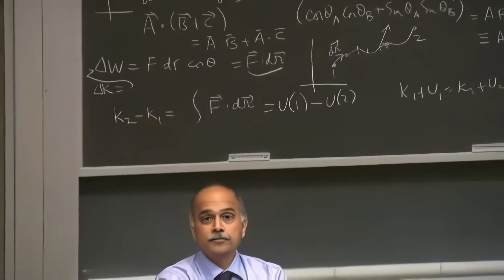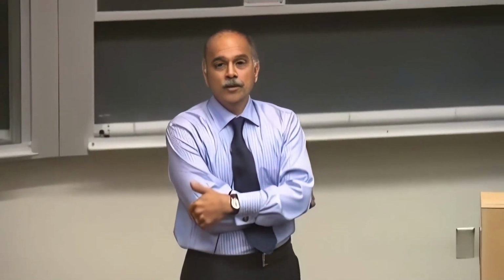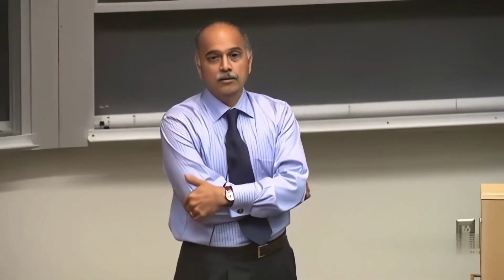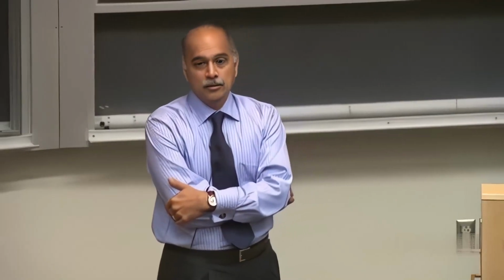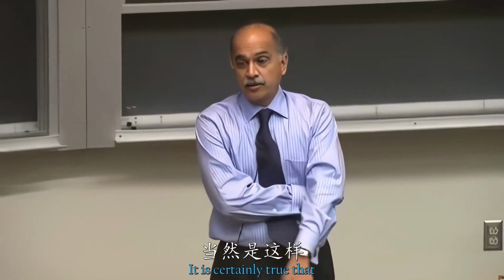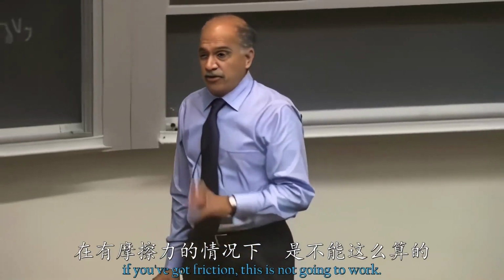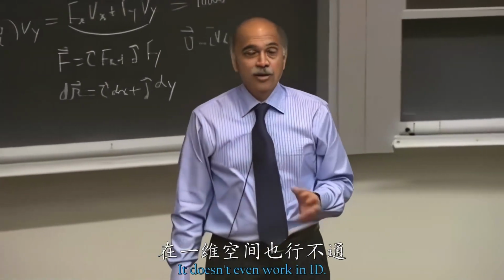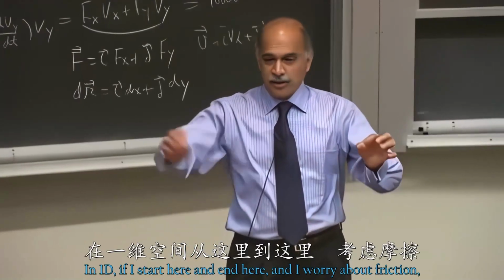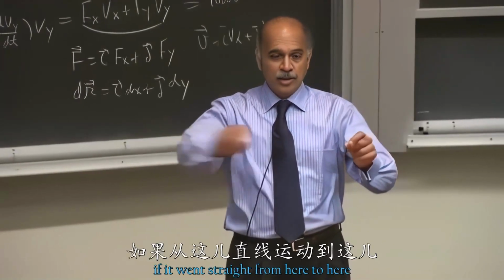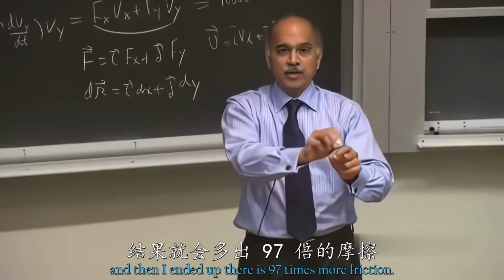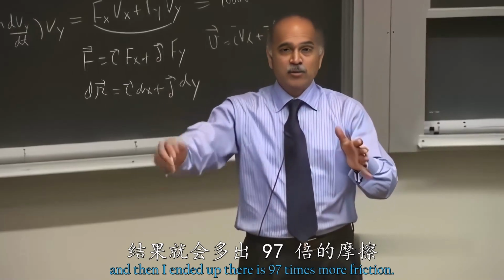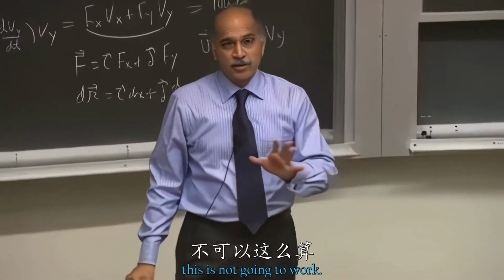Yes? Say you have friction as one of your forces. If you take a certain path from point 1 to point 2, you should have the same kinetic and potential energy. But if you take a longer path and there's friction involved, your kinetic energy will decrease. Absolutely correct. It's certainly true that if you have friction, this is not going to work. It doesn't even work in 1D. In 1D, if I start here and end here, and I worry about friction, if I went straight from here to here, there's some amount of friction. If I just went back and forth 97 times and then ended up there, that is 97 times more friction. So we agreed that if it's friction, this is not going to work.